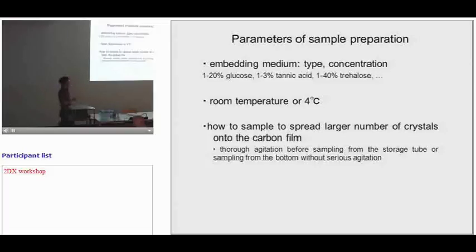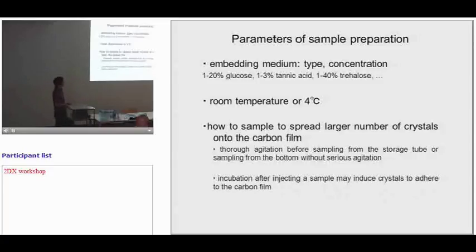Other proteins tend not to adsorb to carbon film. For example, MZS1 crystals. In that case, you can sample from the bottom of the storage tube without serious agitation, because harvested crystals will precipitate after one or 2 days of incubation. So it may result in a larger population of crystals on the grid.